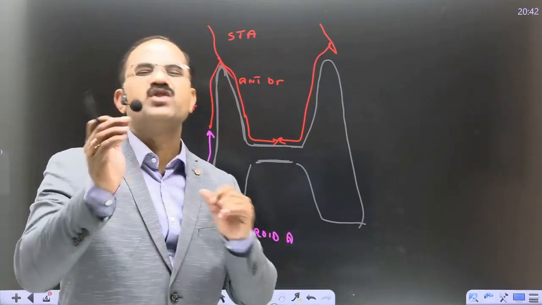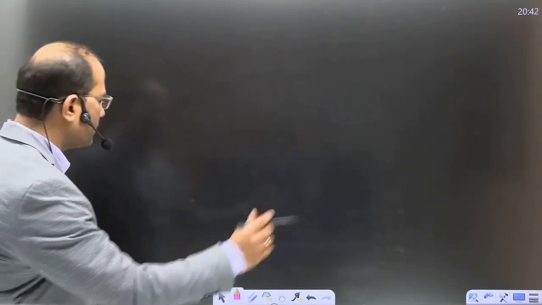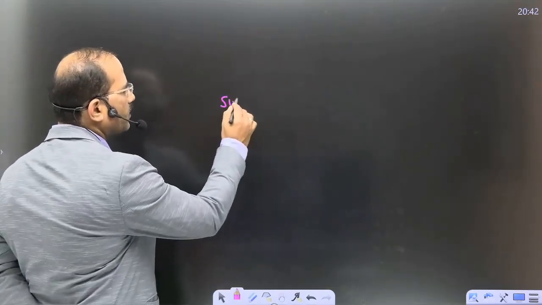Which are the veins draining the thyroid gland? The veins draining the thyroid gland are three in number. I'll just make this for you. The superior thyroid vein.